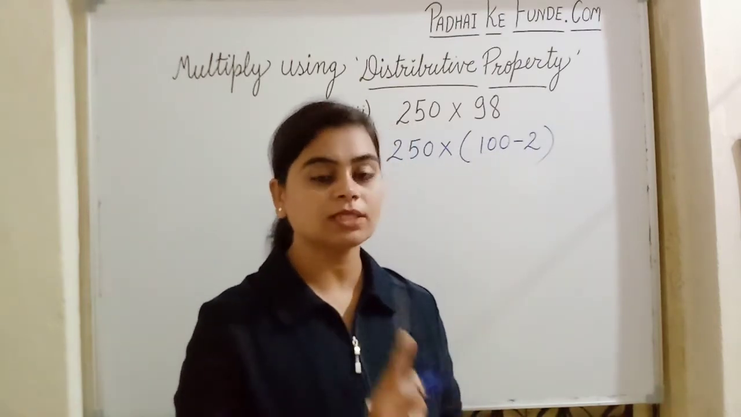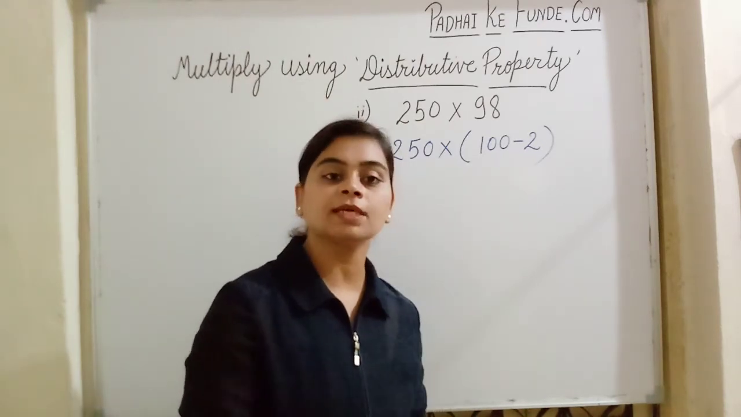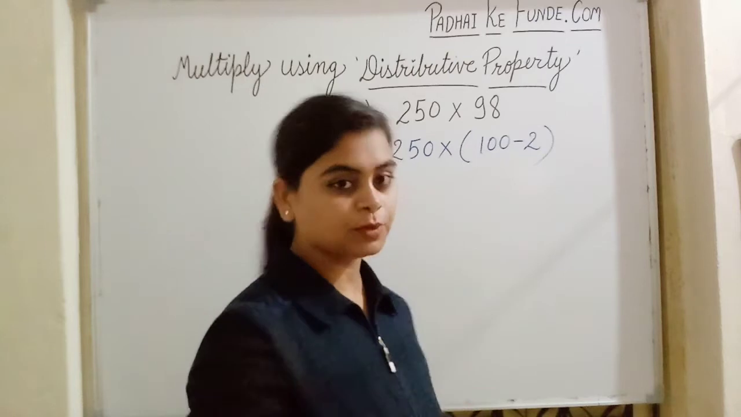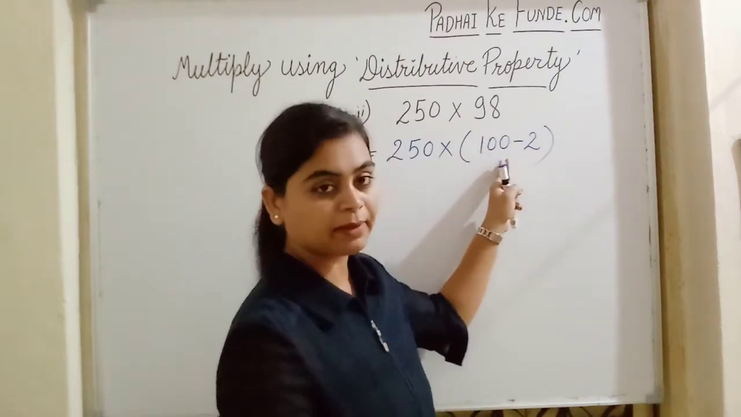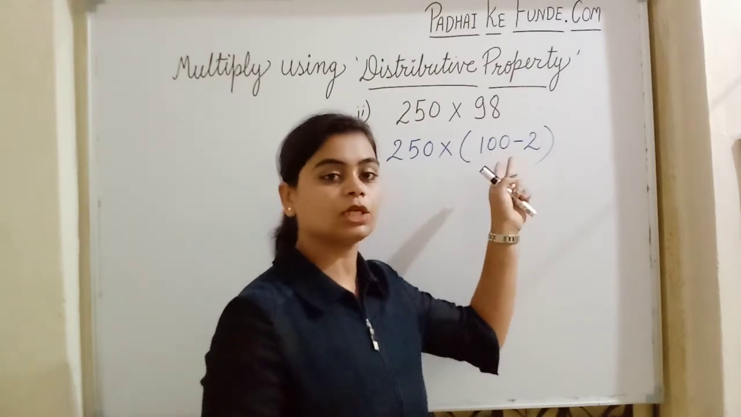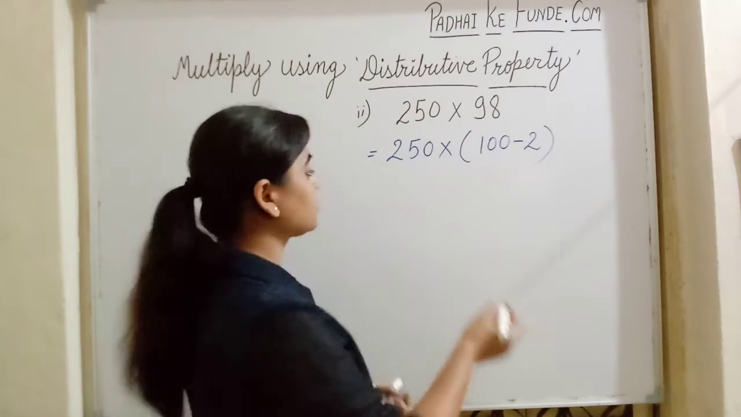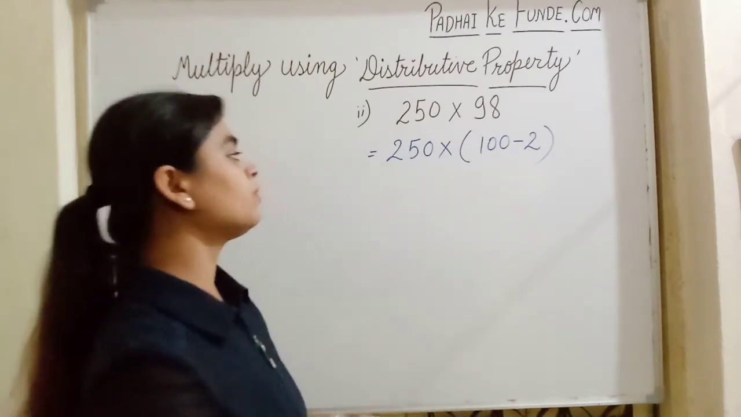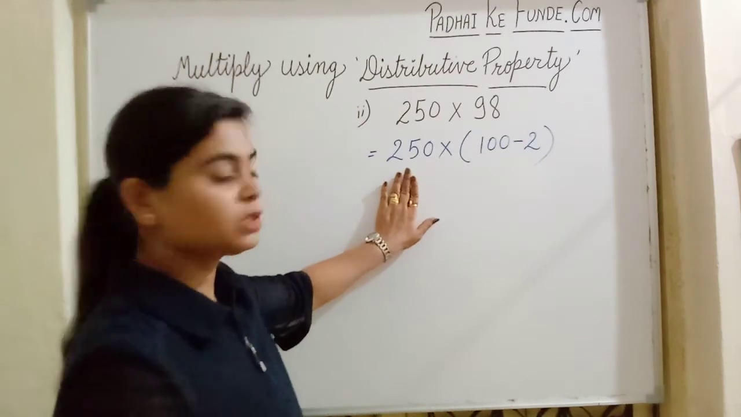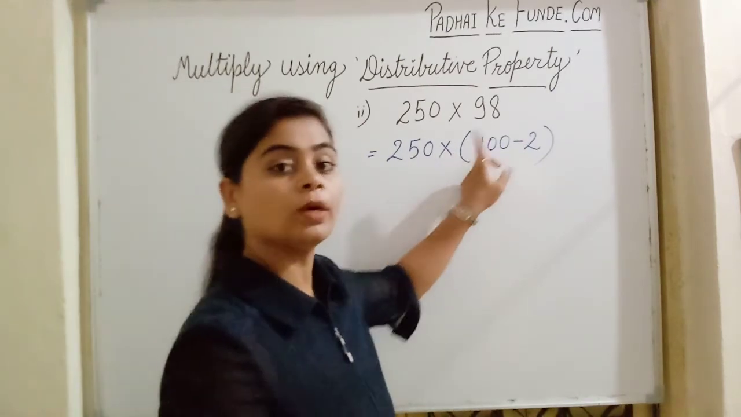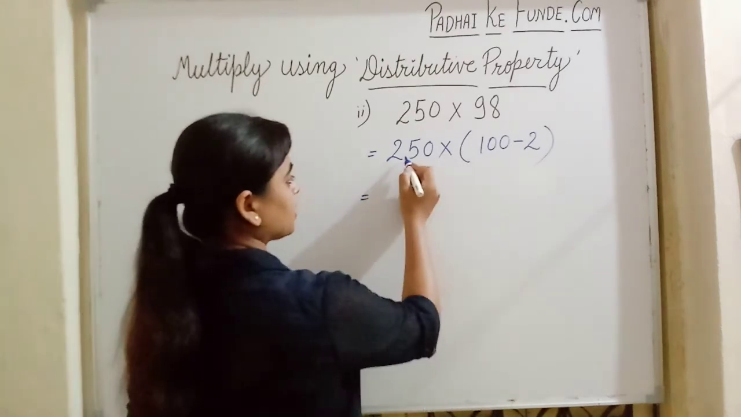Remember, we are not changing any number of the question given. We are just changing the manner to represent a number. In place of 98, I am writing 100 minus 2, as its result would be 98 only. Now we can apply distributivity over here. So the rule applied here will be distributivity of multiplication over subtraction.